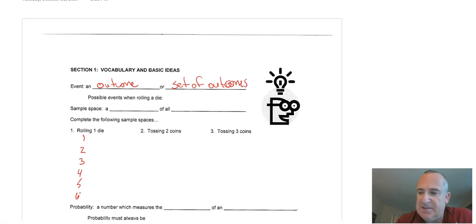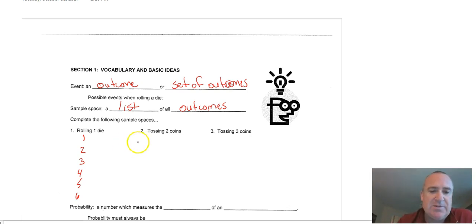When you make a list of all the outcomes, that's called a sample space. So a sample space is a list of all outcomes. Writing out a sample space is always a good idea because it's really going to help you come up with a probability. So for example, if you toss two coins, what is your list of outcomes? You could get two heads, which I would write as heads heads. You could get heads tails. You could get tails heads. Or you could get tails tails, right? That's the list of possible outcomes for tossing two coins.